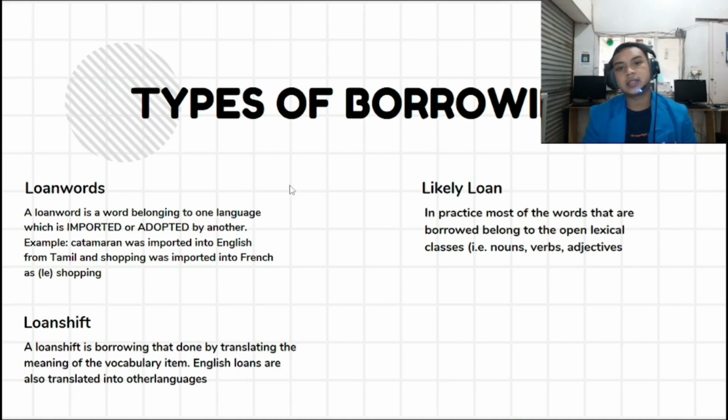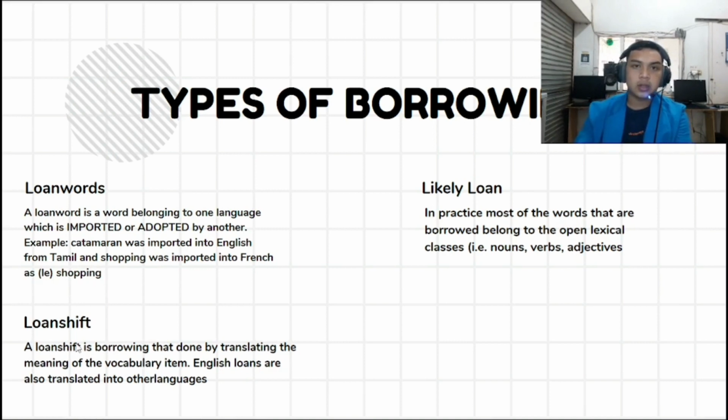And next is types of borrowing. The first is loanwords. A loanword is a word that belongs to one language which is imported or adopted by another. For example, catamaran was imported into English from Tamil, and shopping was imported into French as le shopping.